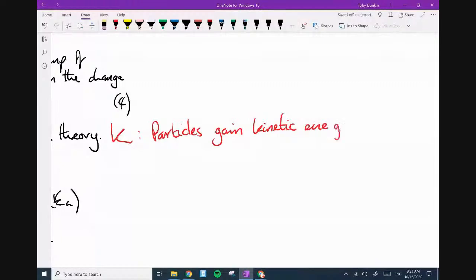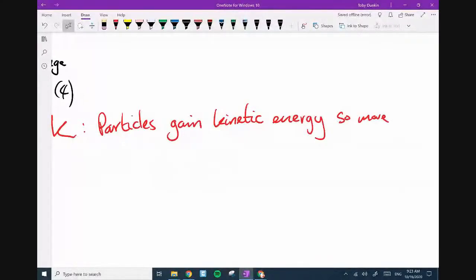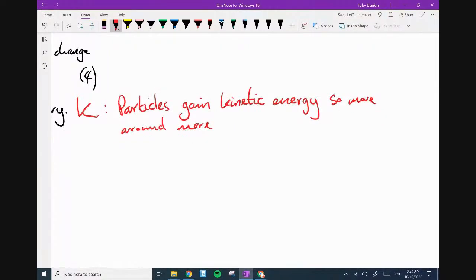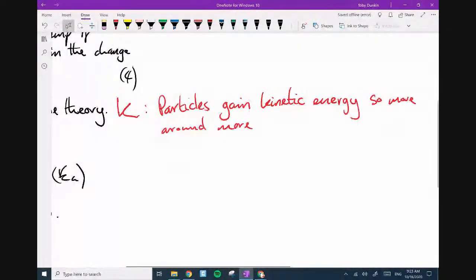There we go. Particles gain kinetic energy, so move around faster. So move around more. I like it. So the particles gain kinetic energy. Can I just point out, by the way, that pretty much gets you the mark, that does.